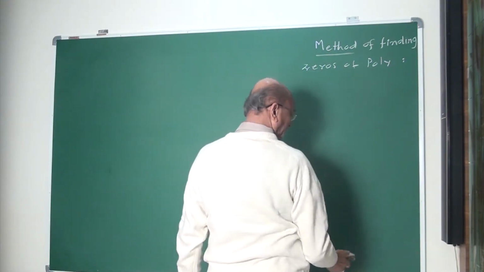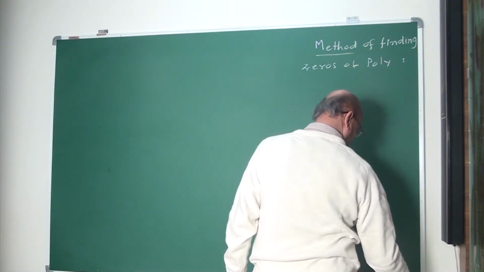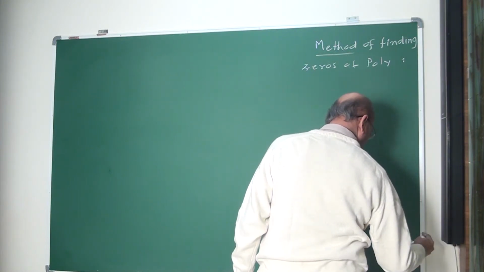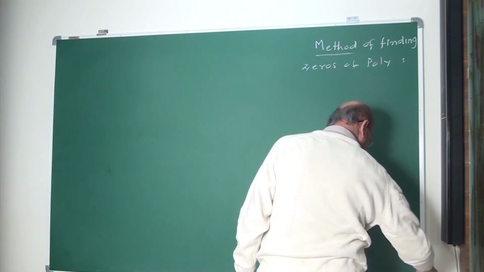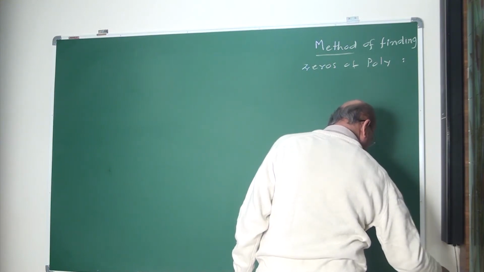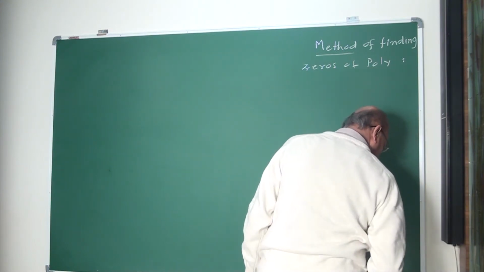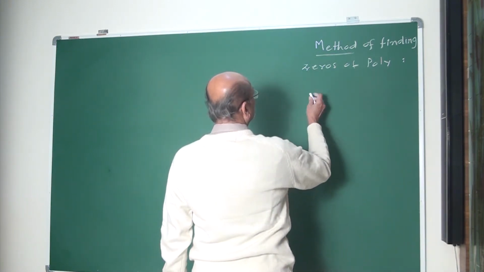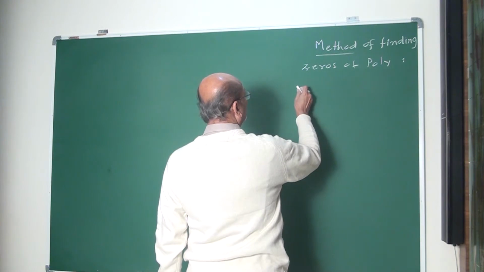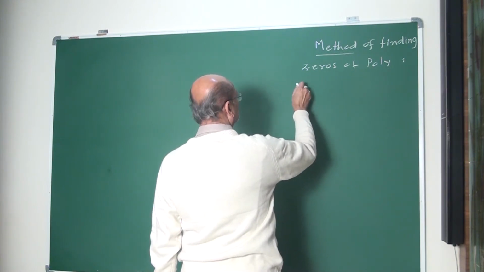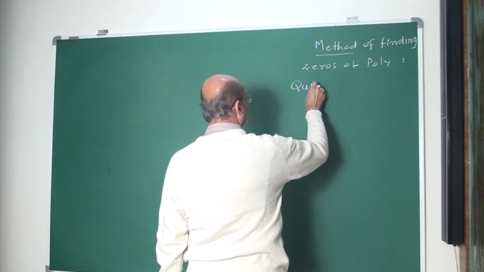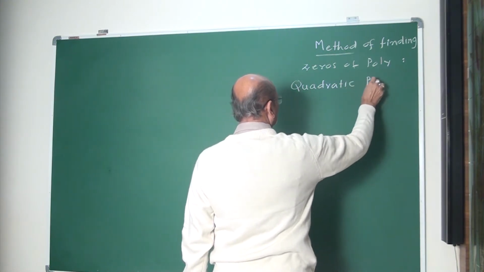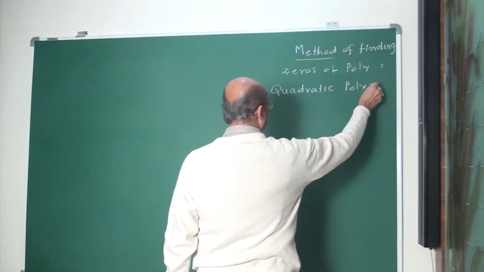Method of finding the zeros of a polynomial in case of cubic and biquadratic. Biquadratic and cubic. No, first quadratic. Quadratic polynomial.